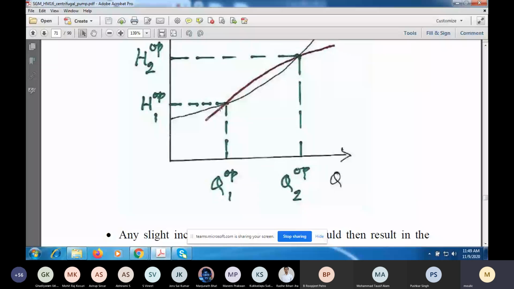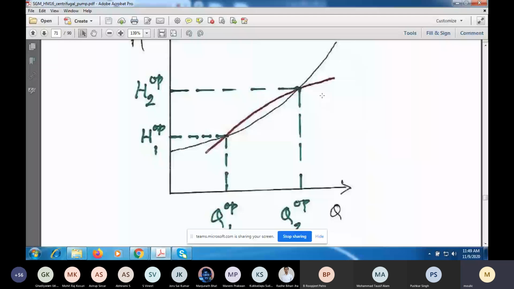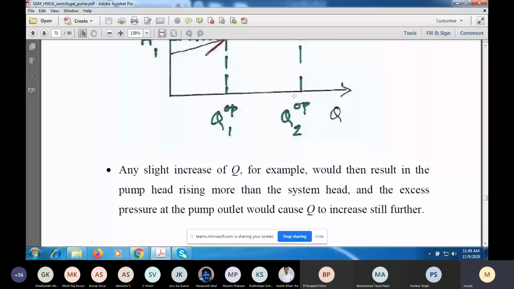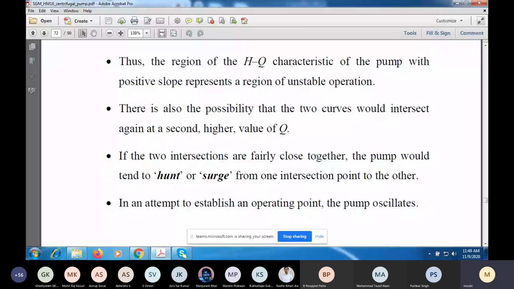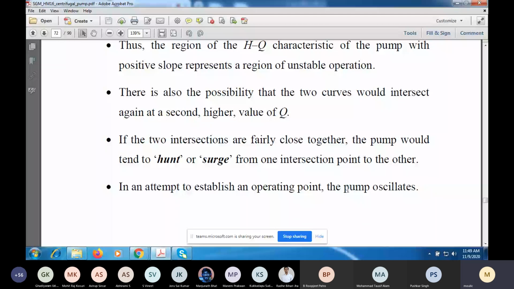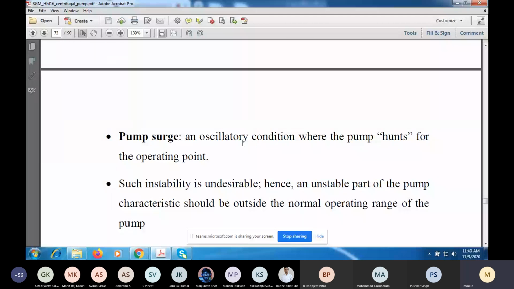Furthermore, as you can see, this kind of a curve is intersecting at 2 points. So if you change the flow rate, you may go from one operating point to the other operating point. So what might happen is there is a possibility that the pump will oscillate between the two operating points. So you can use this term hunt or surge to describe this case. So pump surge is an oscillatory condition where the pump hunts or looks for a steady operating point.